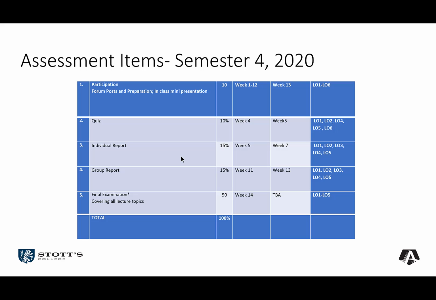The final examination occurs in the examination week, covers all lecture topics. Most of the questions will be asking you to apply theory to practice. You will find that if you've worked regularly through the semester and done the preparation, the discussion questions, the forum activities, you will have the necessary knowledge and have the necessary examples to be able to apply theory to practice, providing examples to demonstrate that you understand the concepts we've covered in strategic management.